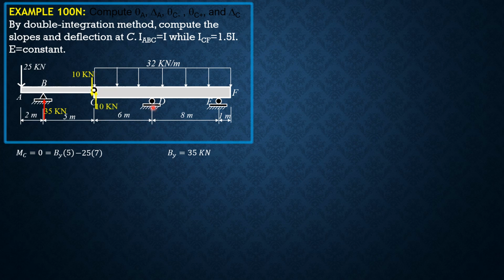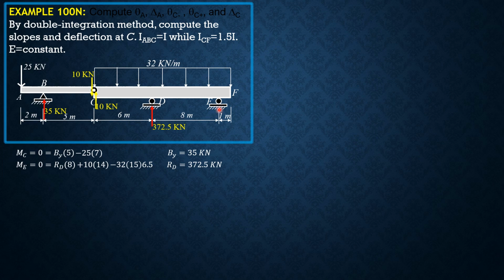Then we will compute the reaction at D by taking moment sums at F. Moment at F equals 0. So we have R sub D times 8 plus 10 times 14, then minus 32 times 15, times 7.5 minus 1, so the moment arm is 6.5. Solving for R sub D is 372.5 kilonewtons, and it is shown.